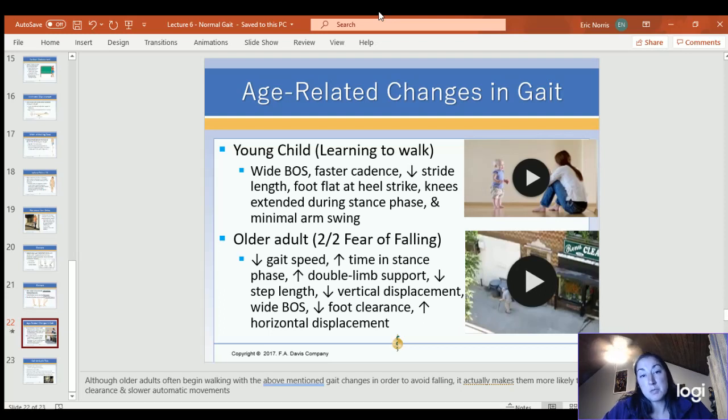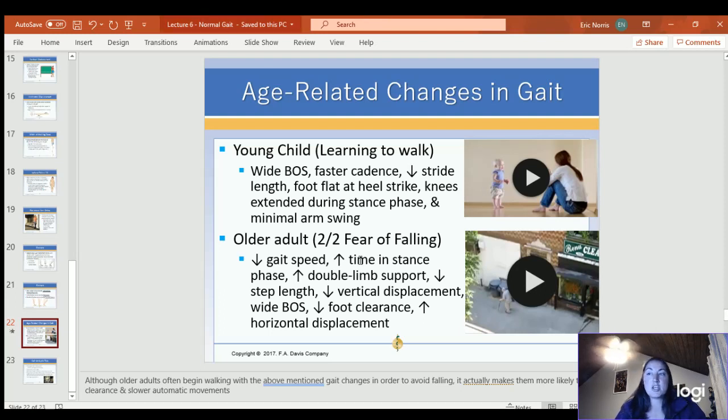The unfortunate part is the way they change their gait pattern makes them more likely to fall, because they don't clear the ground as well, and so then they end up shuffling and shuffling their foot over something or getting their foot stubbed on something in the pathway, which causes the fall.